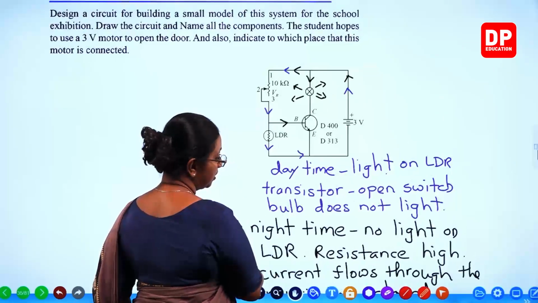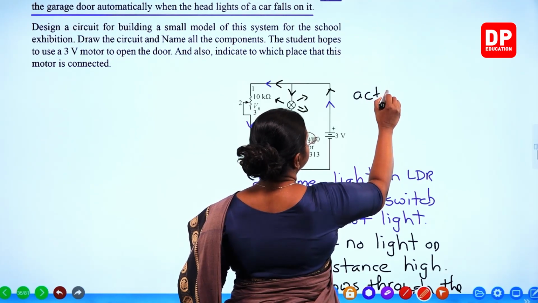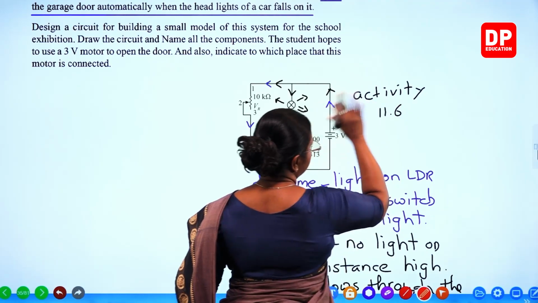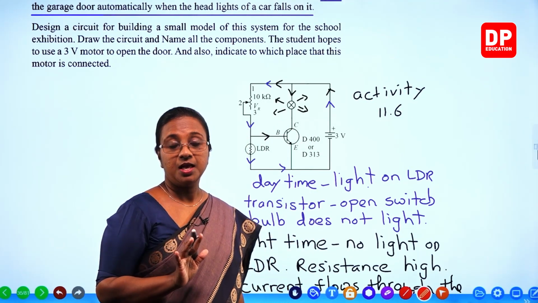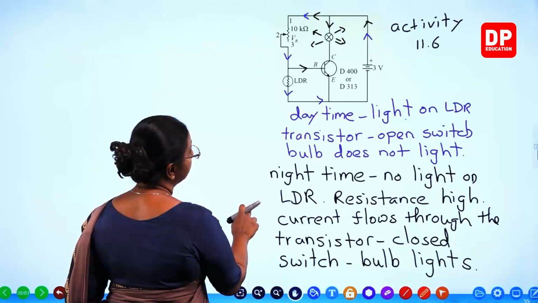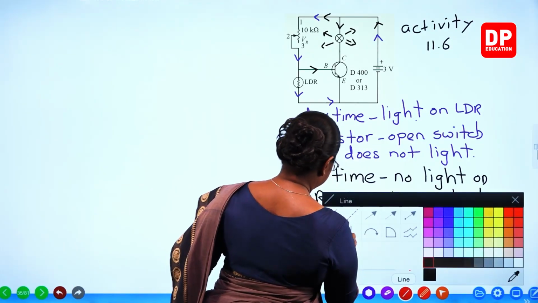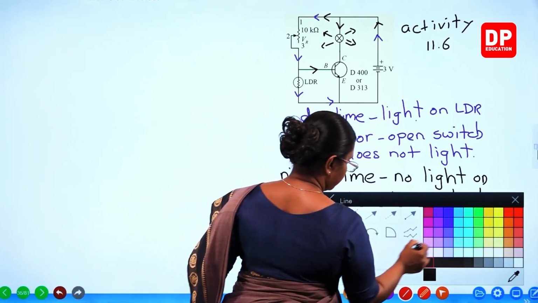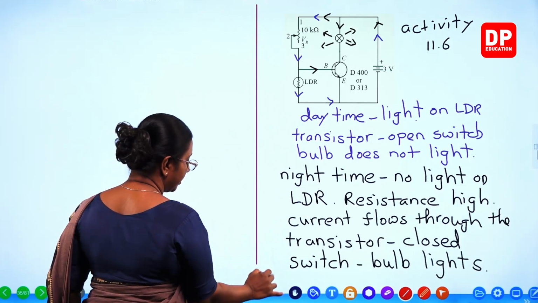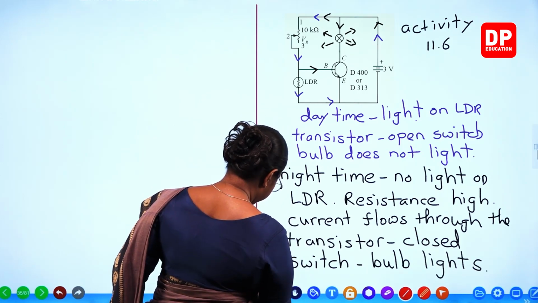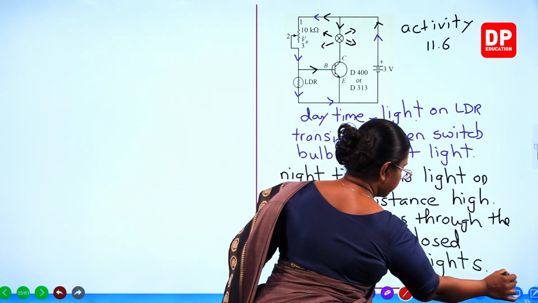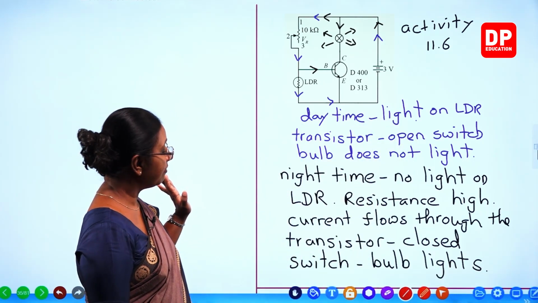So, just to make sure, this is activity number 11.6, what is mentioned in the question. But now we need to modify this. How do we modify this? Now, to write the modified answer, I'll use a different color just to separate this so that you don't get confused. Right. So, this is the activity that we have discussed.